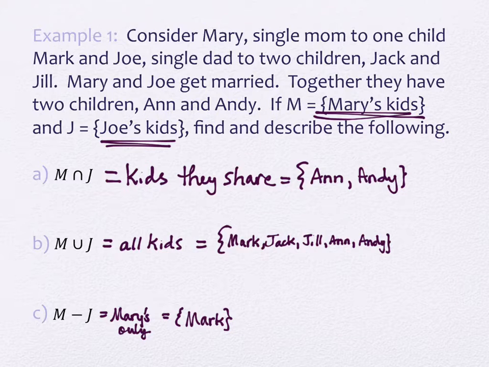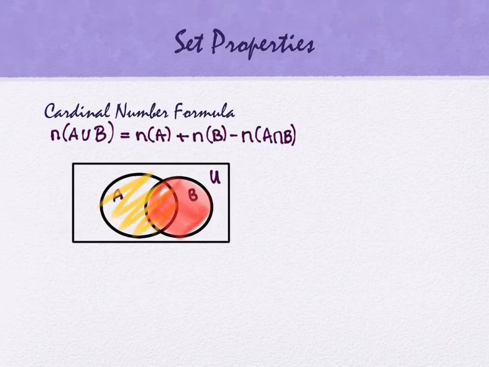There are not 7 kids, though, correct? Right? That's what I would get if I added 3 and 4 together. Why would I be getting 7? Because I counted Ann and Andy twice. So that's what's going on with this cardinal number formula, is that we have to subtract the intersection because we're removing the double counting. Okay?